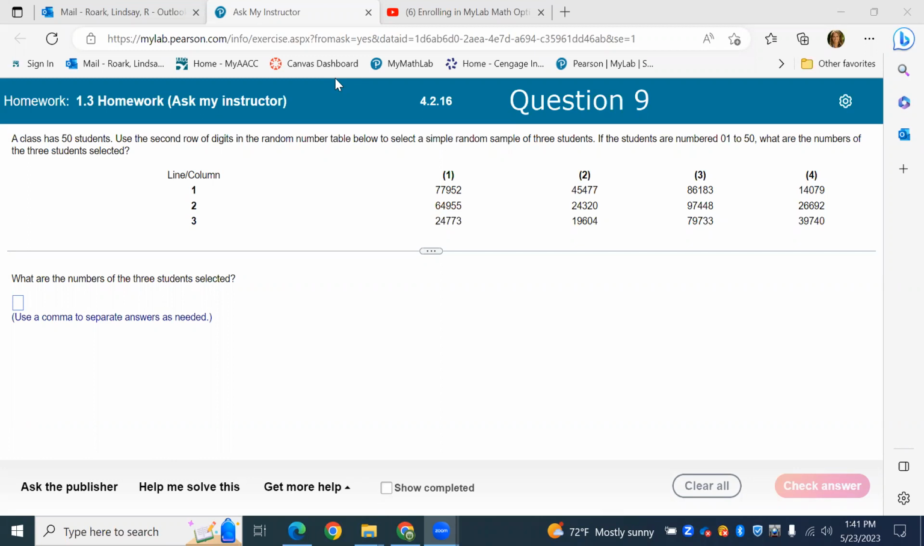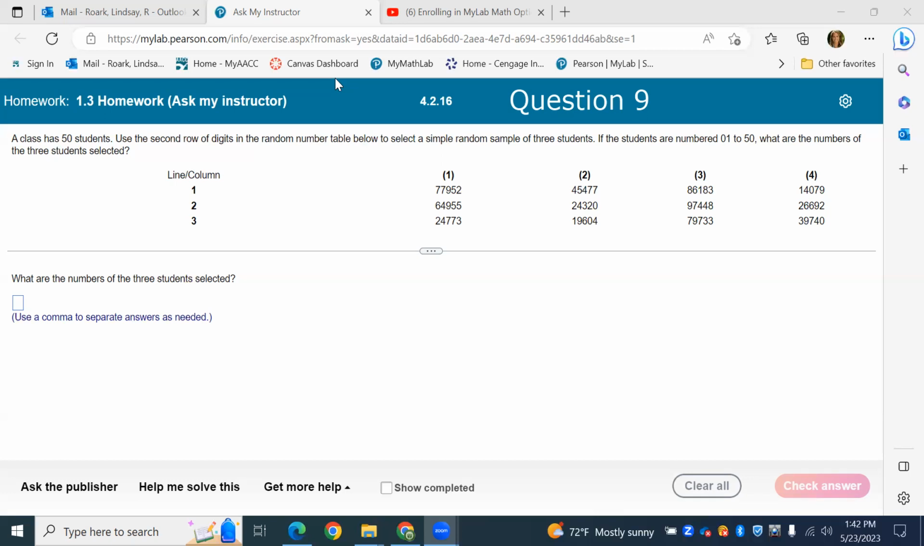So this particular question is from 1.3 homework. This was question number 9. So if you haven't gotten a chance to work on this yet, or maybe you already have, and it can just help to give you a little bit more insight, I try to keep the videos quick so that you can view them and then just sort of move on. I know we have a lot to do in this class.